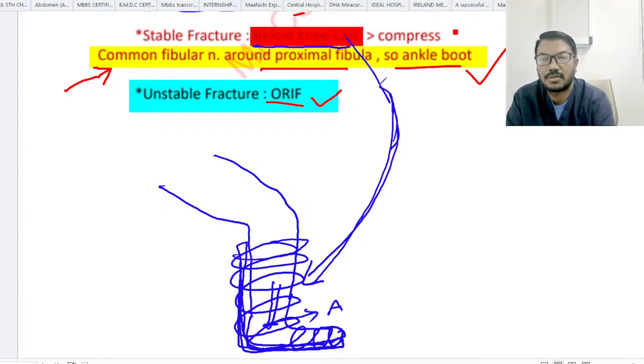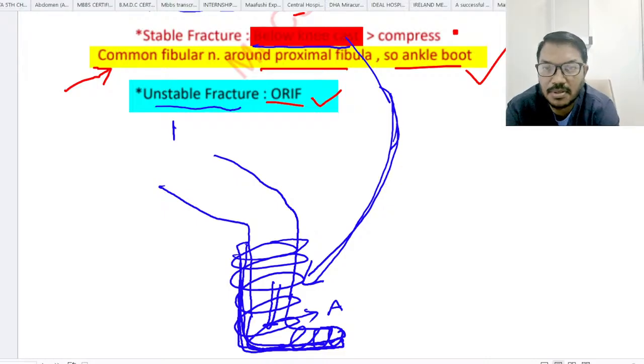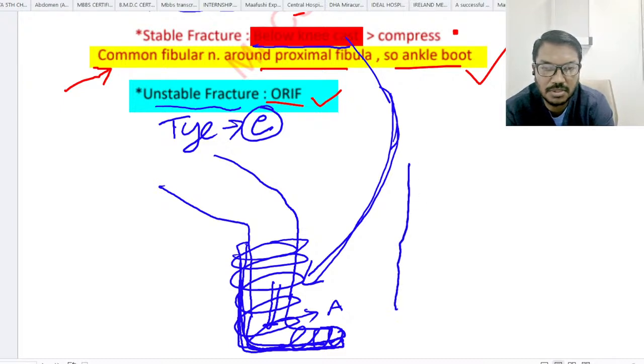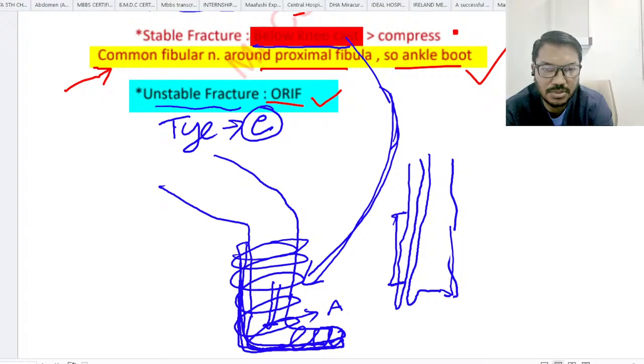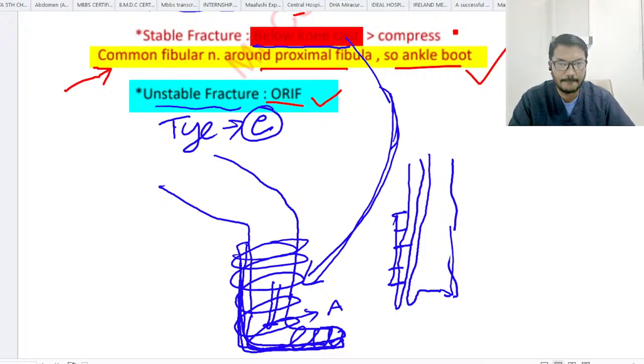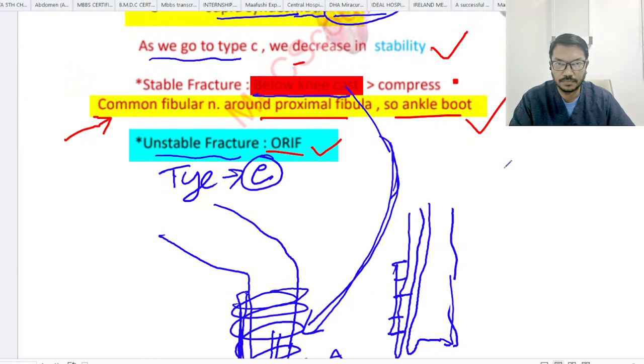But if it is unstable, that means type C. Unstable is type C. For type C, suppose this is the fibula and this is the tibia. So for this type of fracture, we have to put a plate and screw here. Then we have to fix it like this. And the common fibular nerve is around the proximal fibula, so ankle boot. Okay, we can give an ankle boot also.